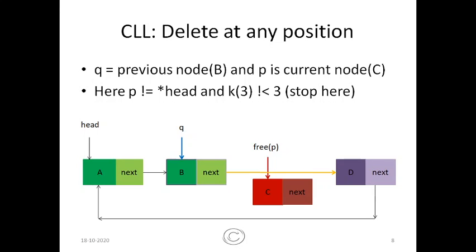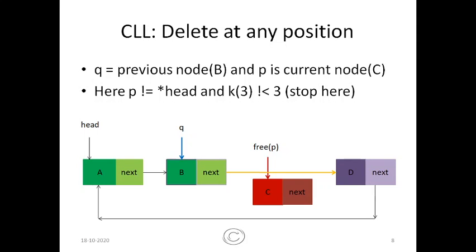What is P? P is at C. So C next, that is D, will be the current address of Q's next, that is B's next. Because C is deleted, D will be the next node of B. For that purpose, B's next will be D. So how do you assign those addresses? We already have pointers P and Q, where Q is pointing to B. So Q next will be, since the current node is P at C, P's next.